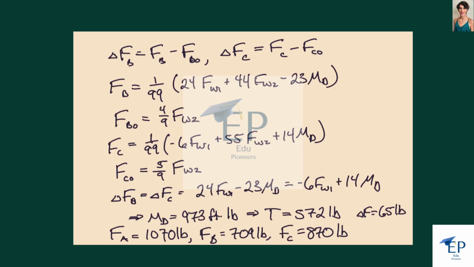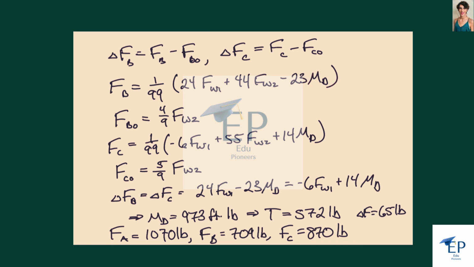What they ask us to do is to make sure that the change in force on the front and the back tires of the pickup truck are the same. So that gives us another equation right down here, that delta FB equals delta FC. And that will allow us to solve for MD. So we can solve for FB, generally speaking, in terms of the weight of the trailer and the weight of the pickup truck, and then this moment.